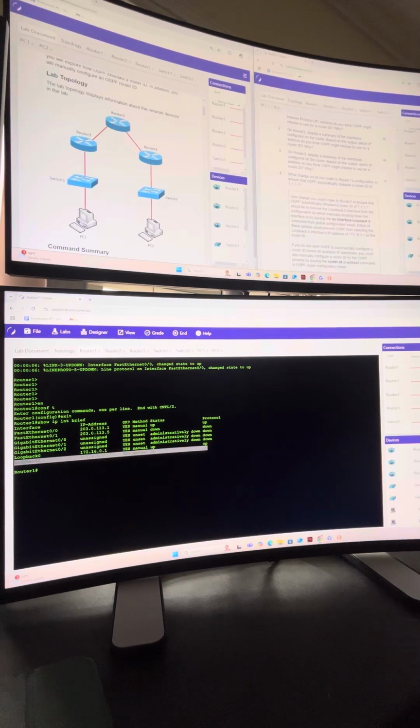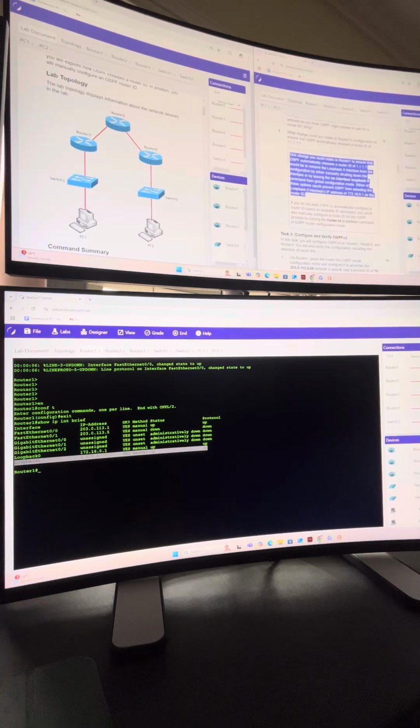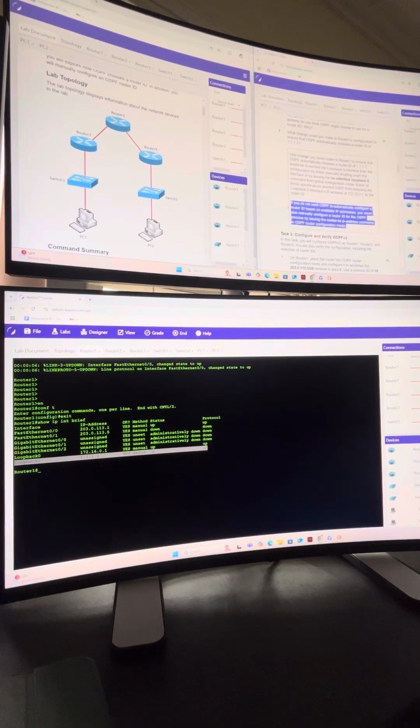It says right here, one change you can make to router 1 to ensure that OSPF automatically chooses a router ID of all ones will be to remove the loopback 0 interface from the configuration by either manually shutting down the interface or issuing the no interface loopback 0 command from global configuration mode. Either of these options would prevent OSPF from selecting the loopback 0 interface's IP address of 172.16.0.1 as the router ID. And that is what I just explained. Let's also see what it's going to say.